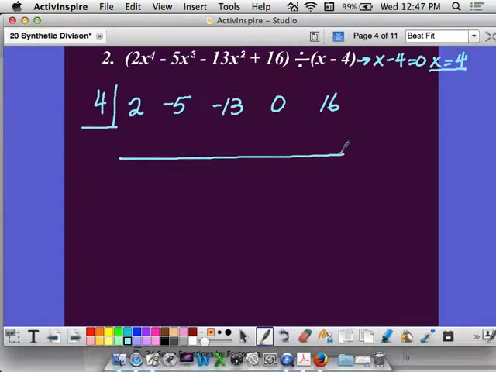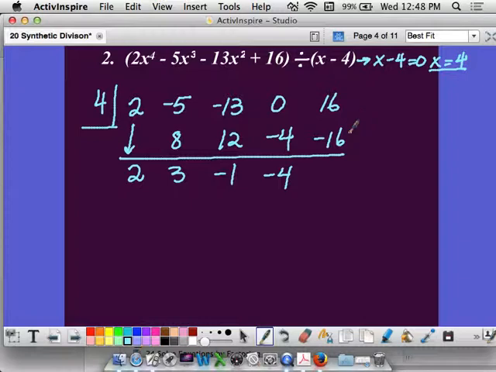Skip a line, draw a line, bring them down. Multiply, combine. Multiply, combine. 4 times 2 is 8. Combined with negative 5 is a positive 3. 4 times 3 is 12. Combined with negative 13 is negative 1. 4 times negative 1 is negative 4. Combined with 0 is negative 4. 4 times negative 4 is negative 16. Combined with 16 is 0. So this is my remainder, so I have no remainder.